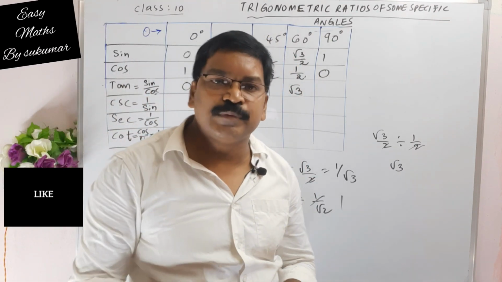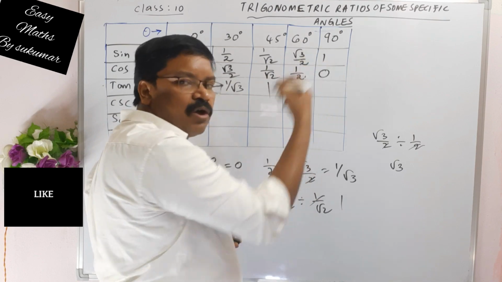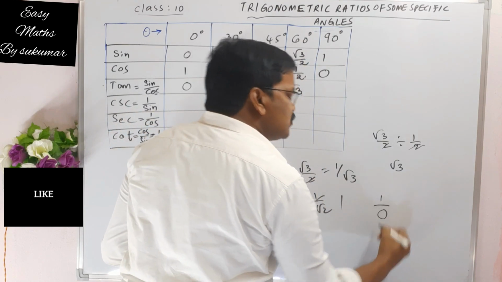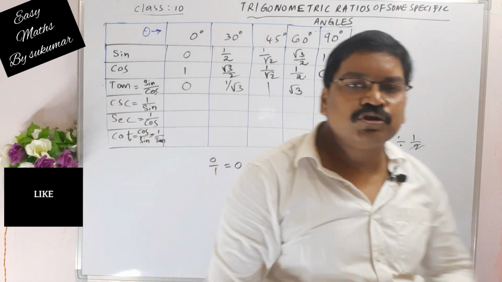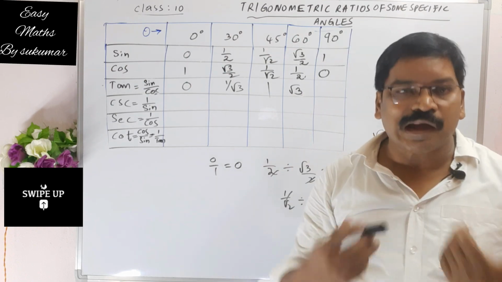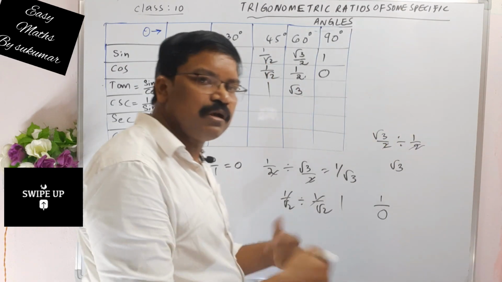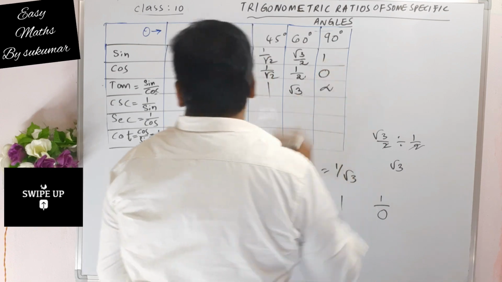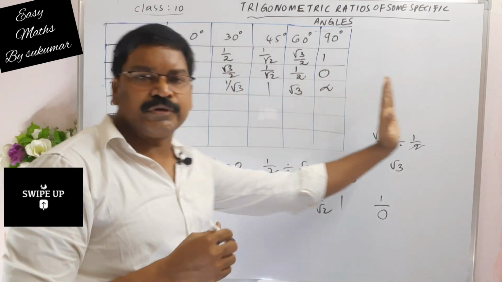Coming to tan 90 degrees, it is sin 90 by cos 90. That means 1 divided by 0. In the beginning itself, I told you, anything by 0 is undefined. That means 1 by 0 is also undefined. I hope you understand these tan values, my dear students.